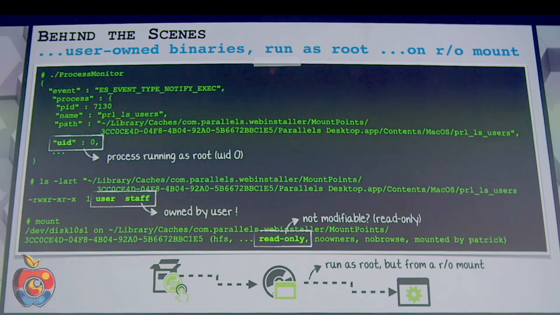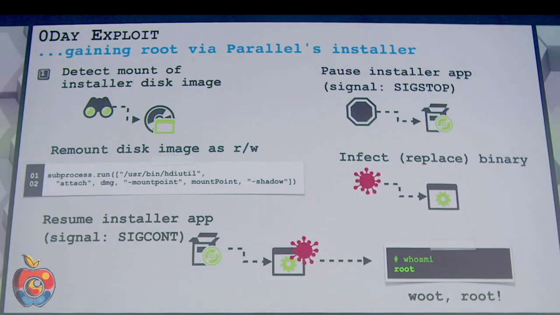The installer needs to have certain privileges to perform its actions. Unfortunately, or interestingly, these binaries are owned by the user, which means we might be able to tamper with them. But unfortunately, it's executed from a read-only disk image, so this appears safe. Right? No, not at all. So here's a 0-day that affects the latest version of Parallels. So if you're using Parallels, like myself, be careful.